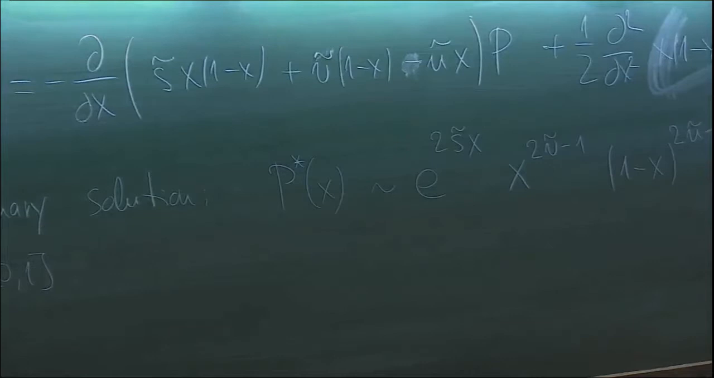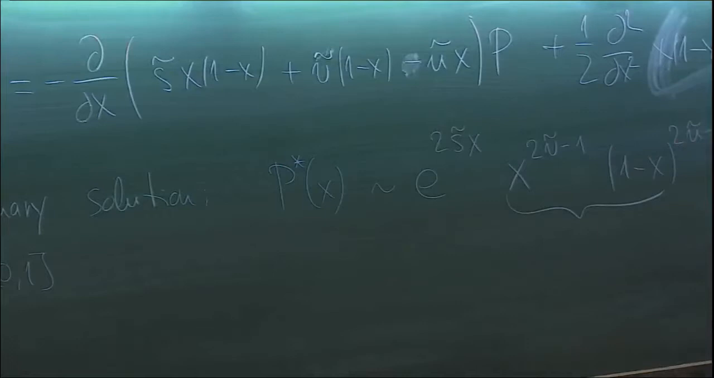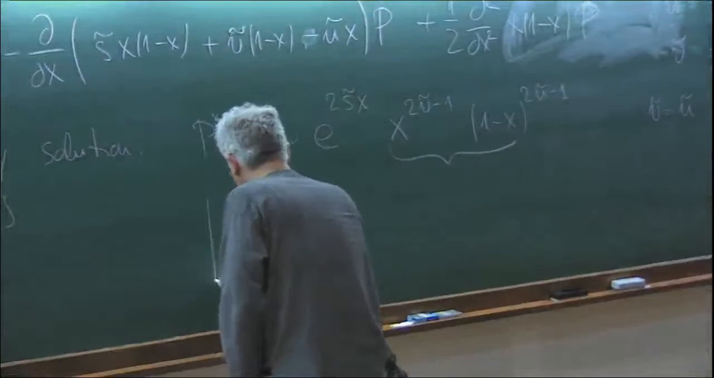These terms are particularly interesting. If you look at them, you see that there are basically two cases. For simplicity, let's consider the symmetric case, so U tilde is equal to V tilde. We have symmetric mutations, and you see then that there are two cases.